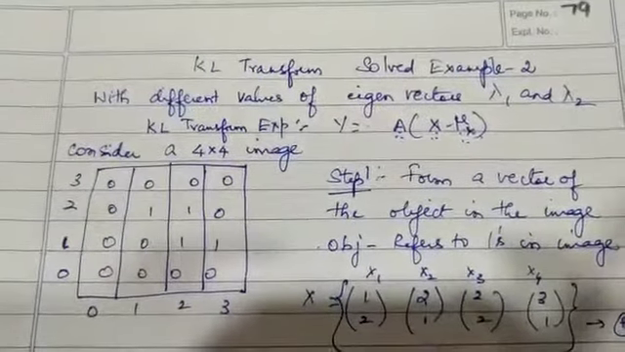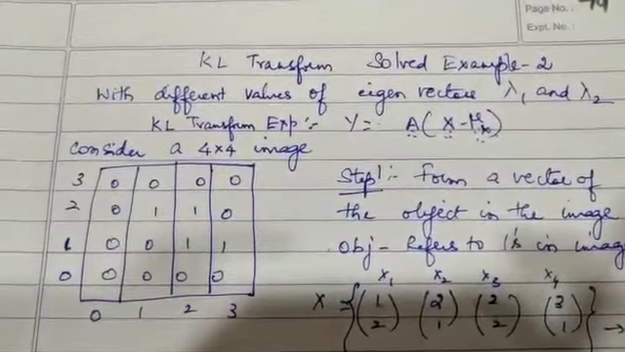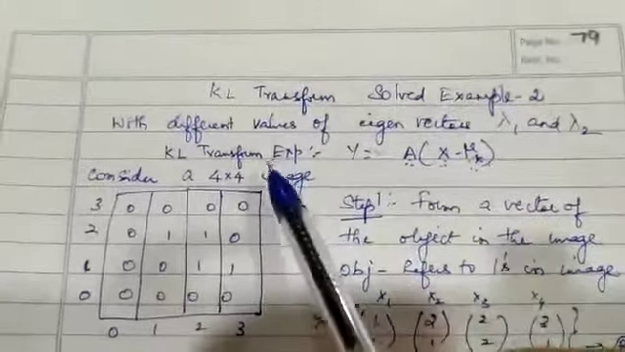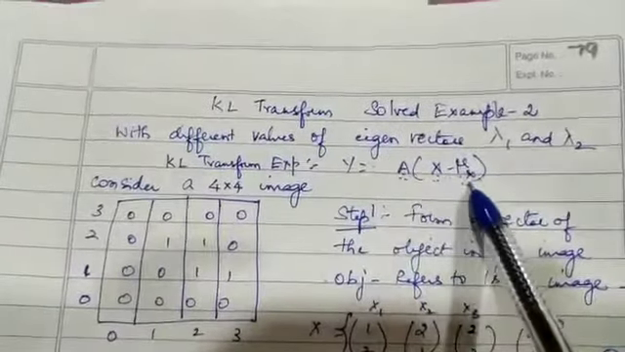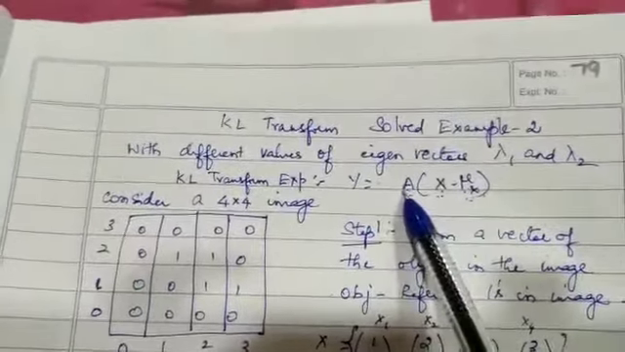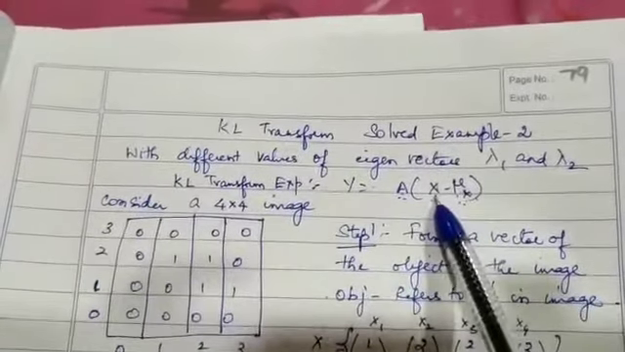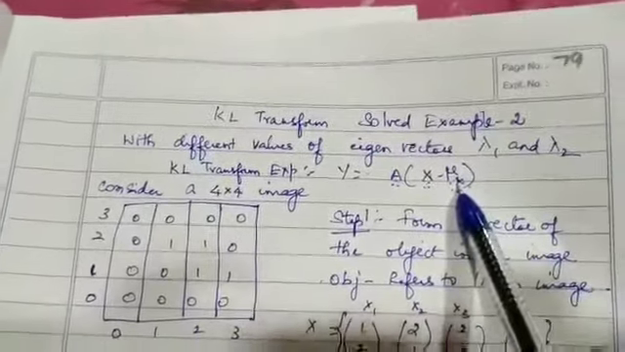Hello everyone. Today we are going to see another solved example from KL transform in digital image processing. We know the expression for KL transform is y is equal to A into x minus mu x. As in the previous solved example 1, A is the transformation matrix, x is the vector of the objects in the image, mu x is the mean of the vector.